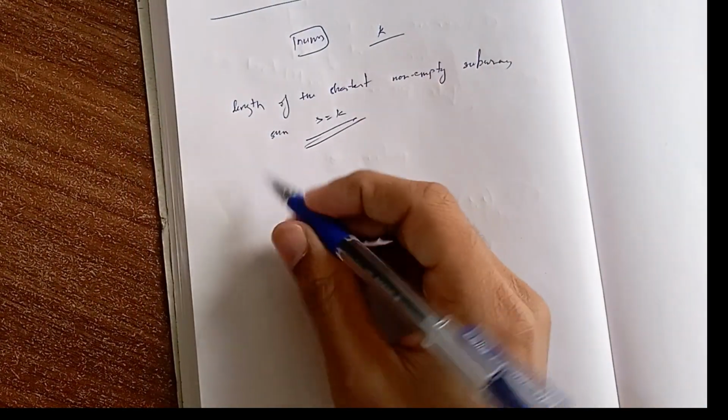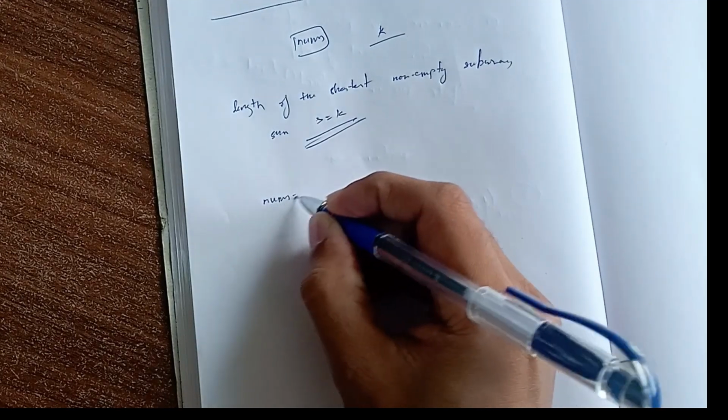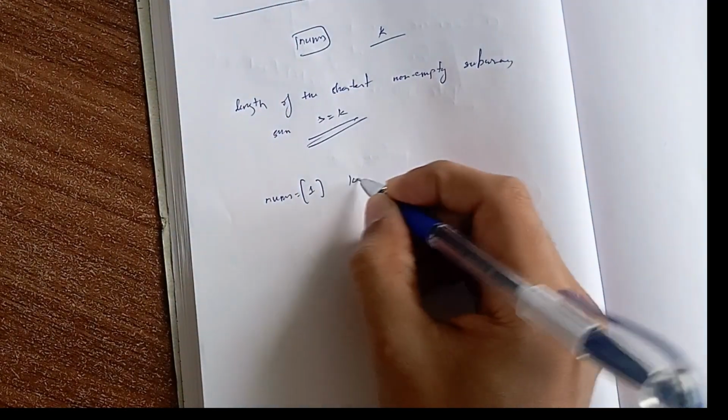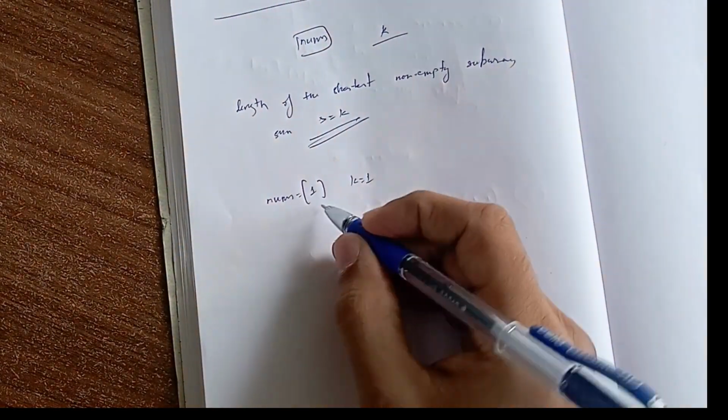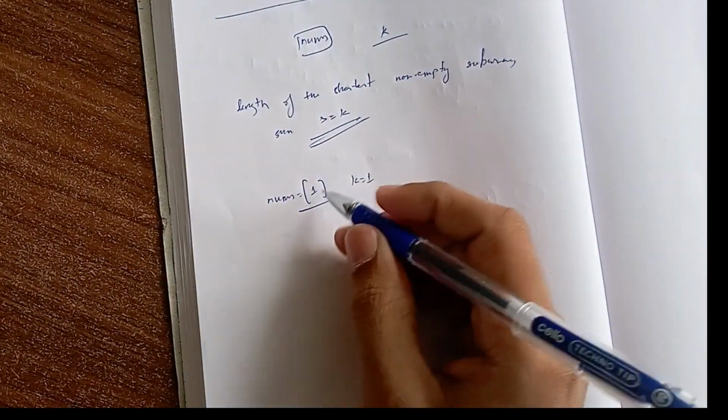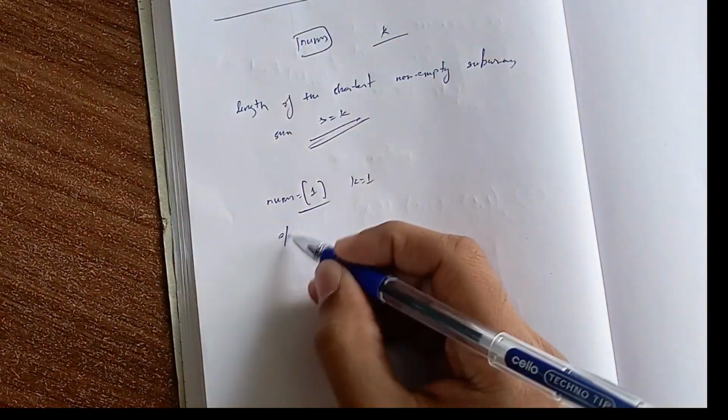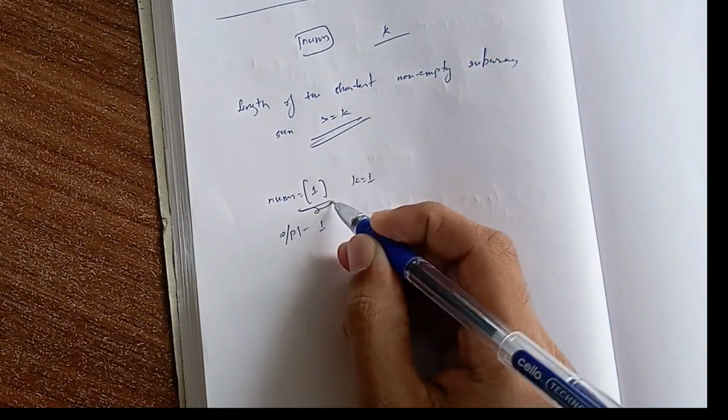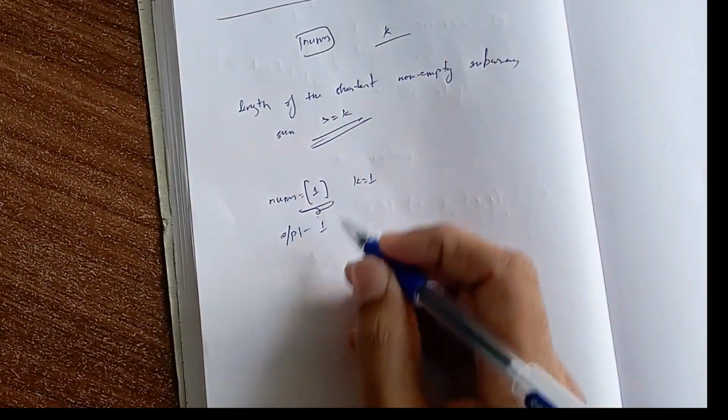So we are also given an example: nums is equal to 1 and k is equal to 1. As we can see, 1 is the only sum we can get. As 1 is the only element, we return output as 1. This is the subarray and the length of the subarray is 1.